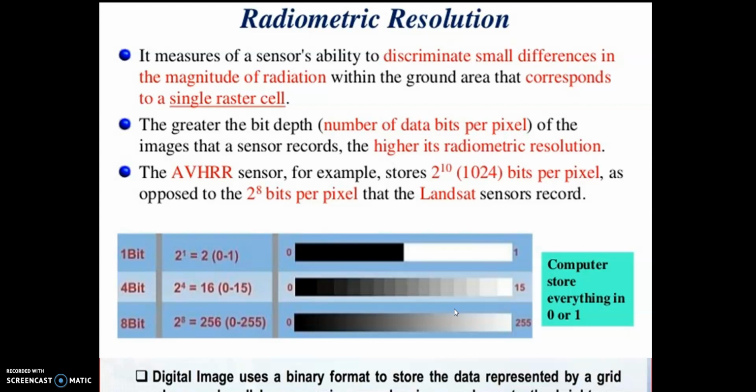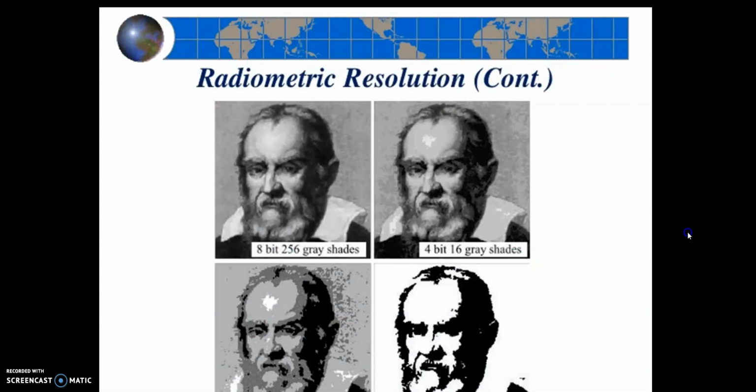If you consider the example below, in 1 bit you will have 2 shades, which is black and white. In 4 bits you will have 16 shades, 16 gray shades are visible. In 8 bits you will have 256 shades. I can clearly explain this with the next slide.